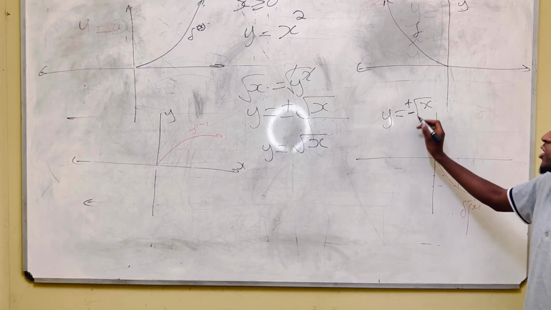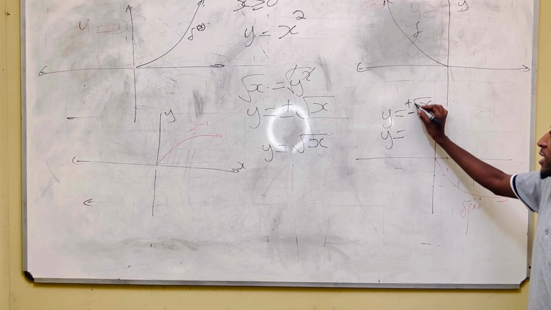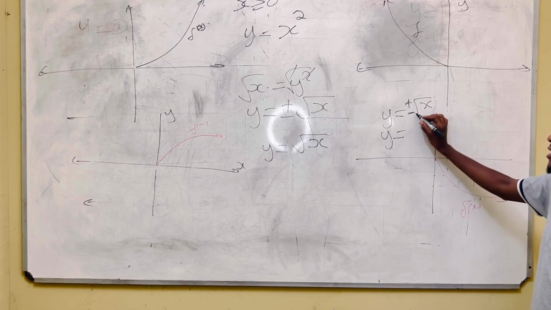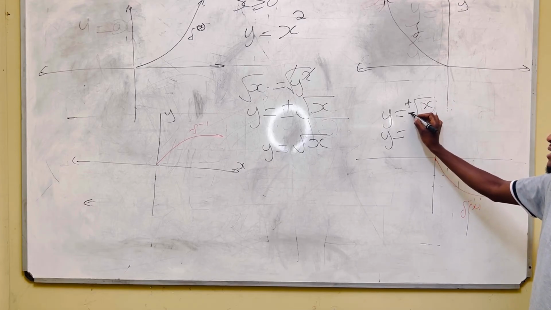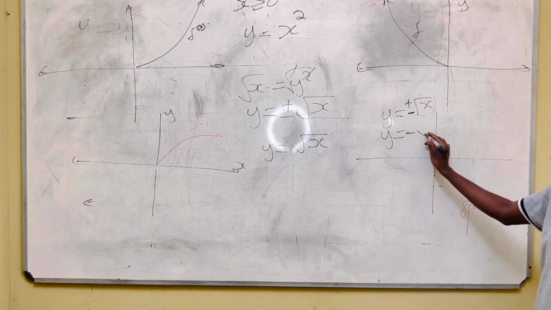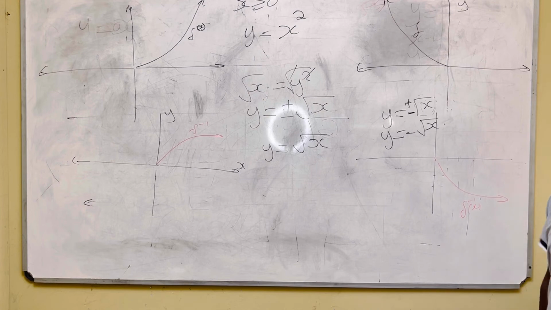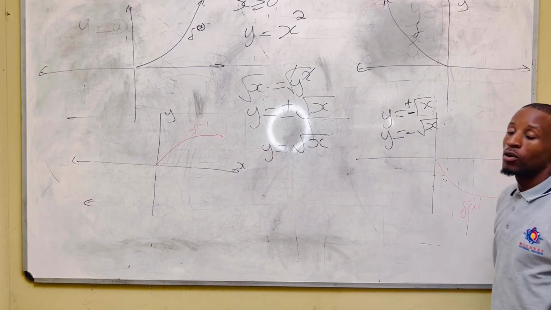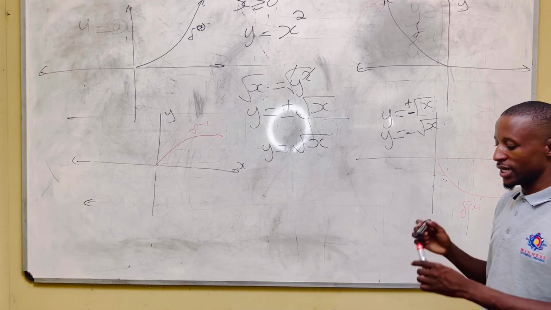So in this situation, if the x you're going to get here must always be positive, then here you must get a negative, so that the y of this graph must be negative. So our answer will be negative root of x. So this will be the equation for this graph. It's very, very important for you to know that. So that's how you select.